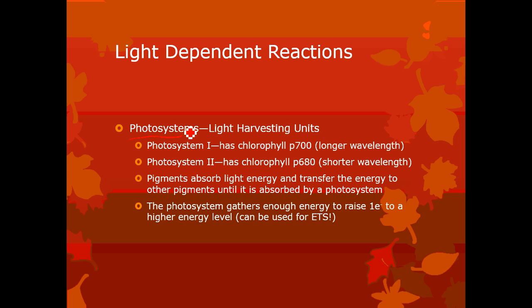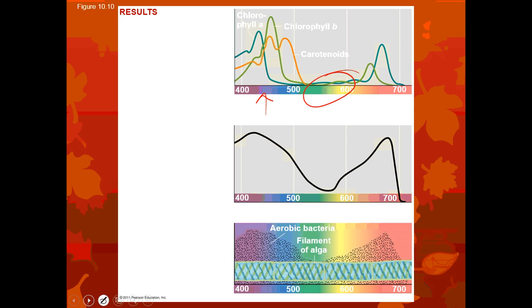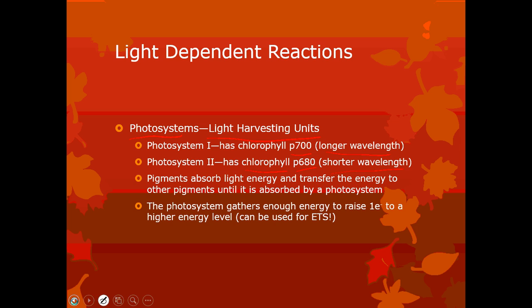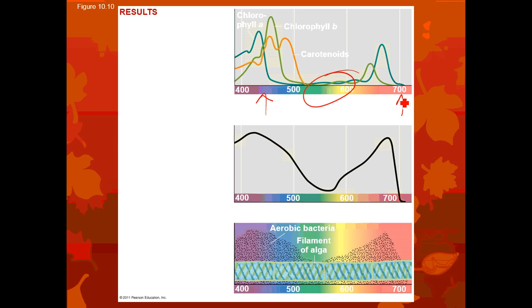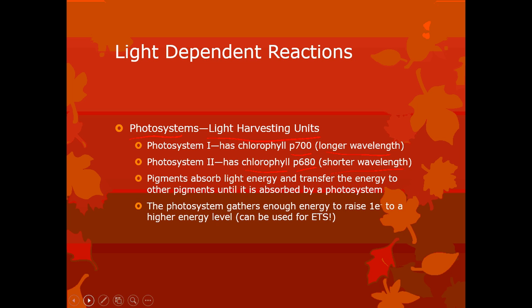The photosystems are the light harvesting units. Photosystem 1 has chlorophyll at P700, and photosystem 2 has chlorophyll at P680, which is a shorter wavelength of light. So, what were those numbers? I need to pull them up. 700 and 680, on wavelengths of light.